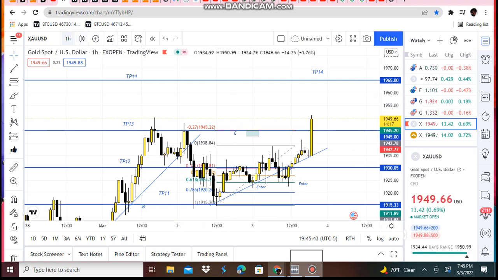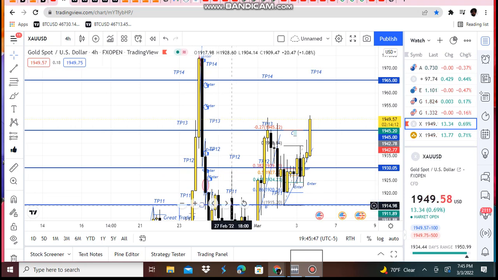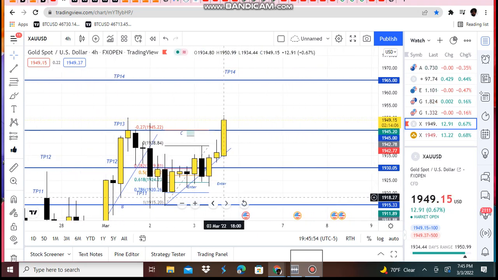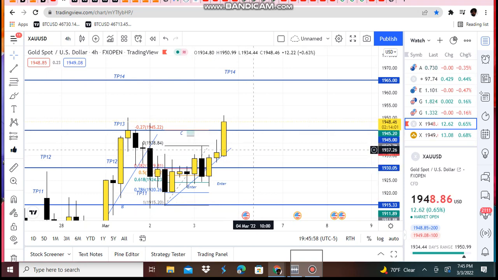Let's go to the 4 hour as well. So you can see on the 4 hour, we see long yellow Marubozo candlesticks pushing past 27 extension. And price won't keep going higher and higher. It will retest back down. See, price already went to take profit 13, and it broke above take profit 13 completely.